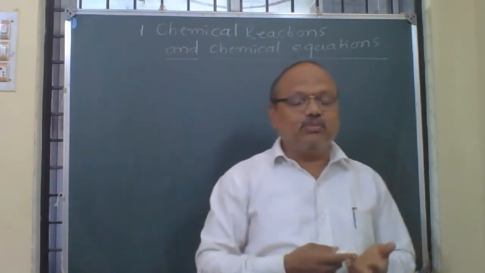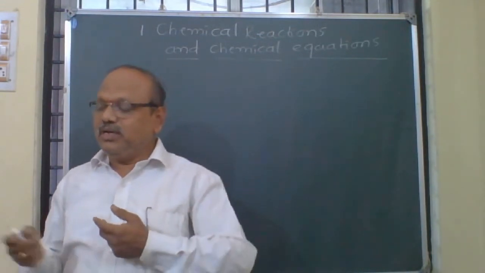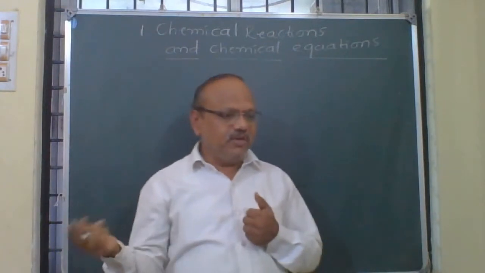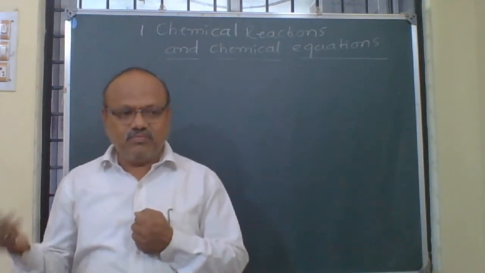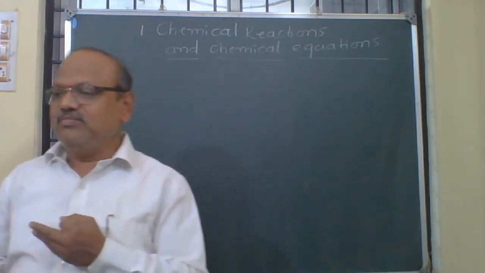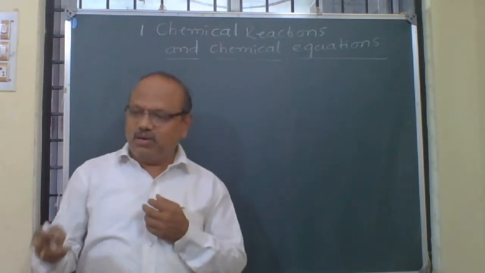Hydrogen, atomic number 1. Helium, 2. Lithium, 3. Beryllium, 4. Boron, 5. Carbon, 6. Nitrogen, 7. Oxygen, 8. Fluorine, 9. Neon, 10. From 11, can you reproduce?